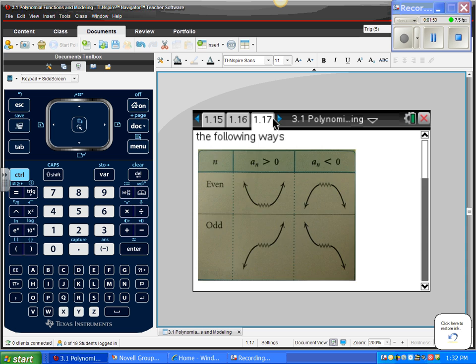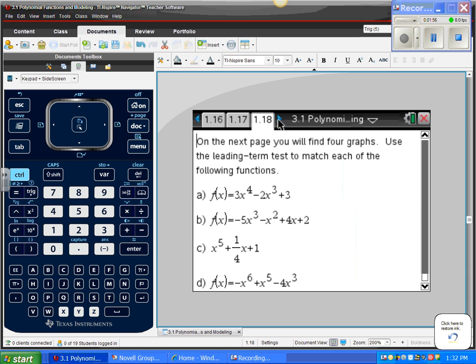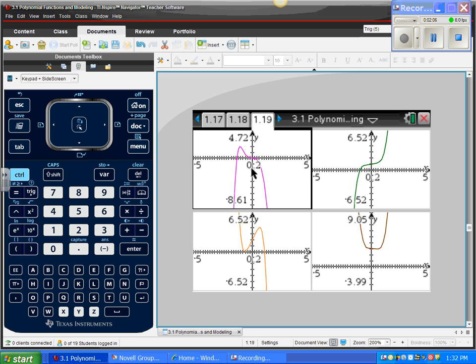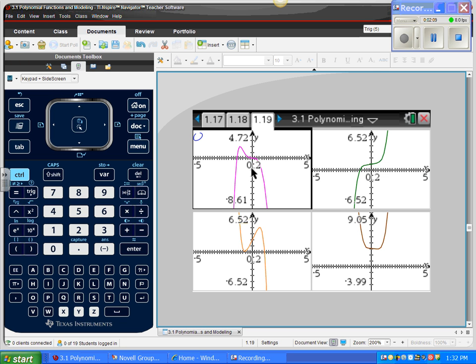Okay, so on the next page, you're going to find 4 graphs. We're going to use the leading term test to match each of the following functions. So I've got 4 functions here. We're going to match them to my graphs. Okay, so on the next page, here's my first function. We're going to figure out which one this goes to.